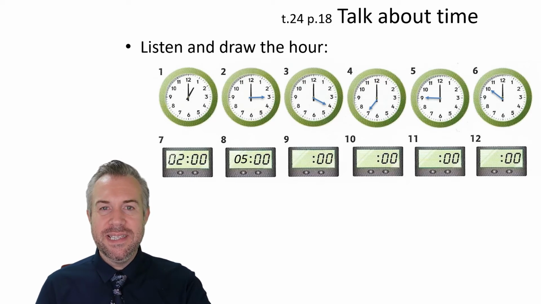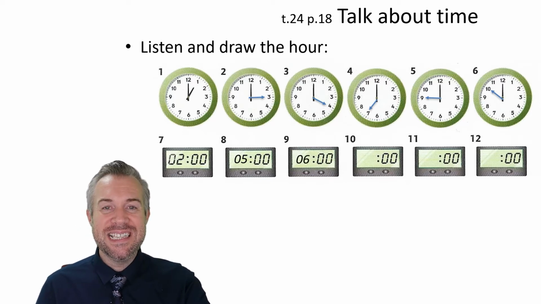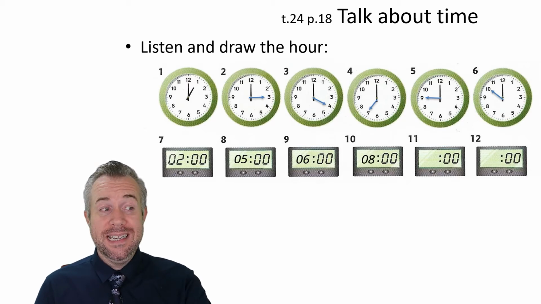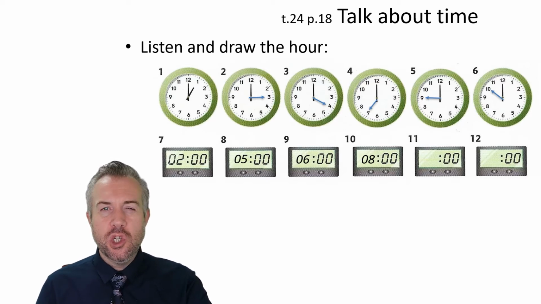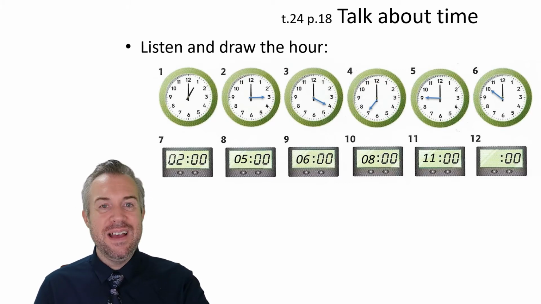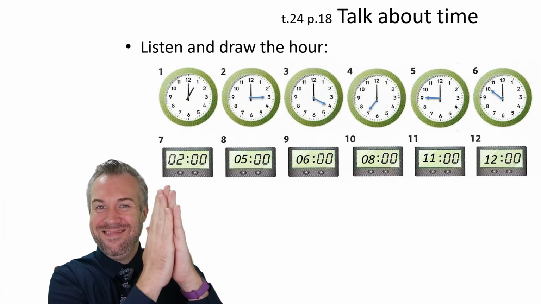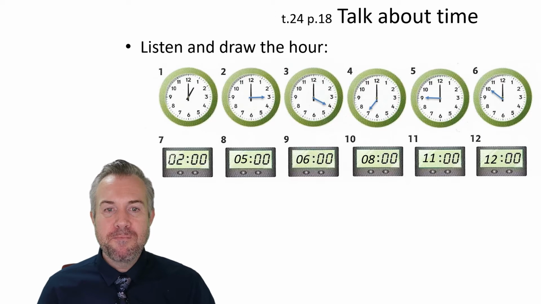Number 9, what time is it? It's 6 o'clock. Number 10, what time is it? It's 8 o'clock. So far, there's only 2 more choices, 11 o'clock and 12 o'clock. What time is number 11? It's 11 o'clock. So number 12, it must be 12 o'clock. Well done. Good job if you got all those correct with your listening.